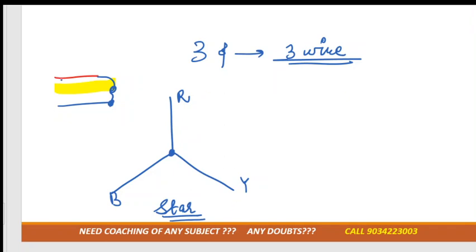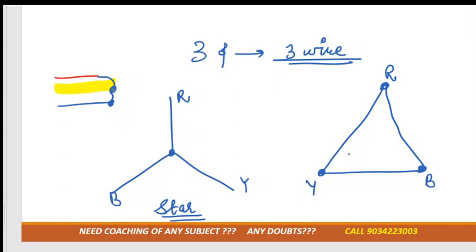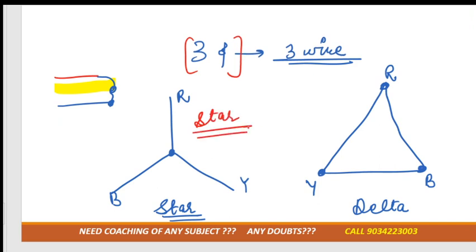Another method you can connect the three wires is like this. R is connected with Y, then Y is connected with B, and B is connected further with R. In this also we have connected three wires together, and this is shaped like a delta, so that's why we call it a delta connection. Understood? So three phase is divided into two categories. One is the star connection because it looks like a star, and this is of delta shape, so this is known as delta connection. In star we have a neutral wire, but in delta we don't have a neutral wire.